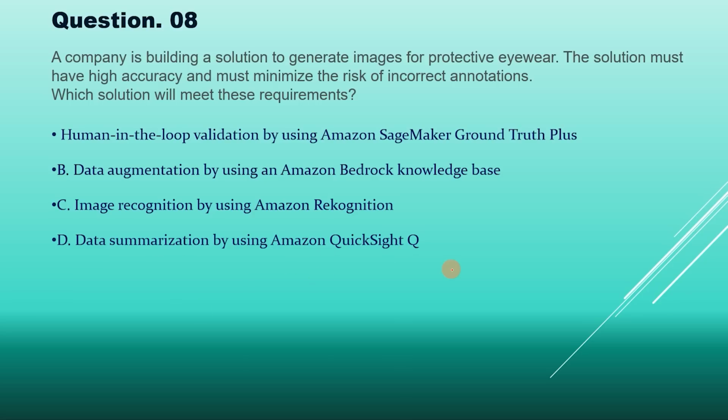So here the correct answer will be option A, human in the loop validation by using Amazon SageMaker Ground Truth Plus, because it is designed for creating high quality labeled datasets with human in the loop validation to ensure accuracy. This solution helps to minimize the risk of incorrect annotation by involving human reviewers to verify and correct the model predictions. It is particularly useful for scenarios requiring precision, such as generating images with a specific requirement like protective eyewear. So due to all these reasons, option A is correct here.